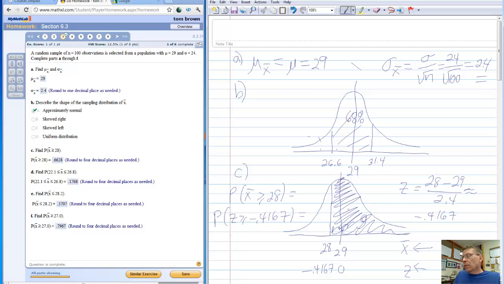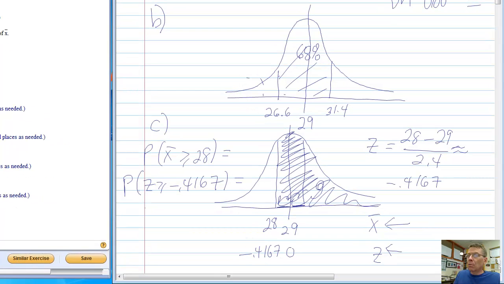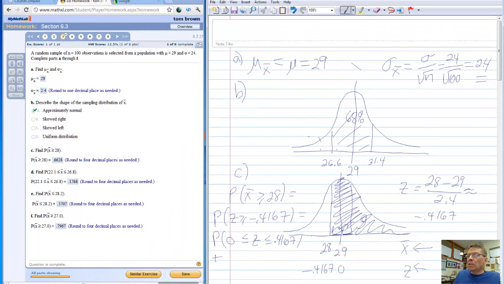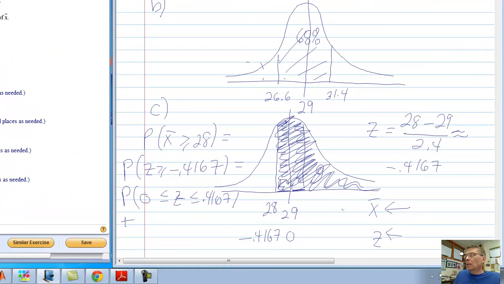Since it's symmetric, it's the same area that's between there and there. So these areas are the same. So I know that this is equal to the probability that z is between 0 and 0.4167, plus, so again, I've taken the area here, and I want to add it to the area that's to the right of 29 in the x bar world, or 0 in the z world. So it's going to be plus 0.500.